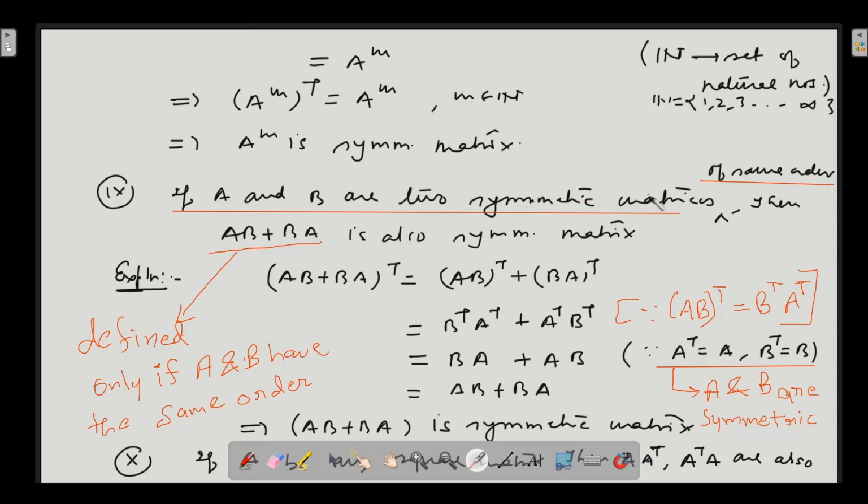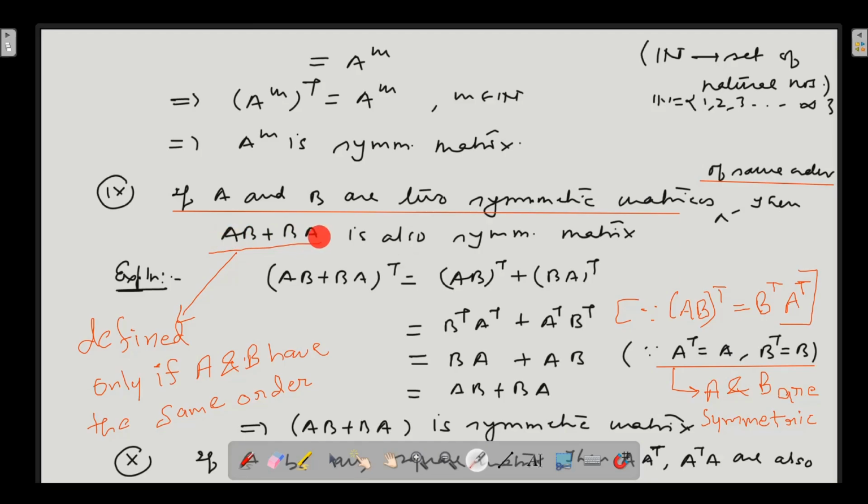They are symmetric as well. So we have to prove that AB plus BA is also symmetric. If A and B are symmetric and they are of the same order, then AB plus BA is defined and it is symmetric also. We have to prove that it is symmetric also. Okay, so let us prove.